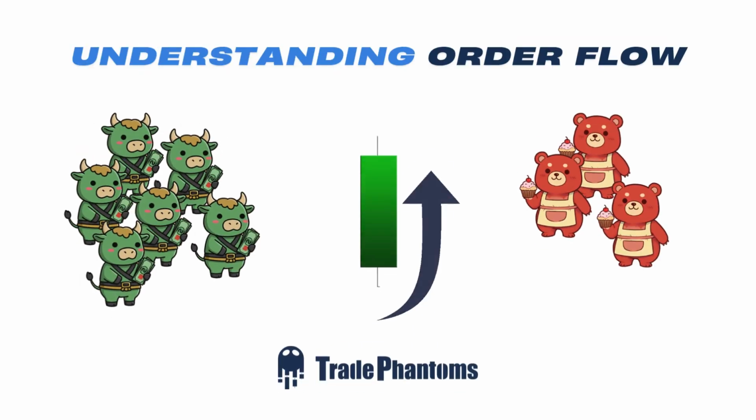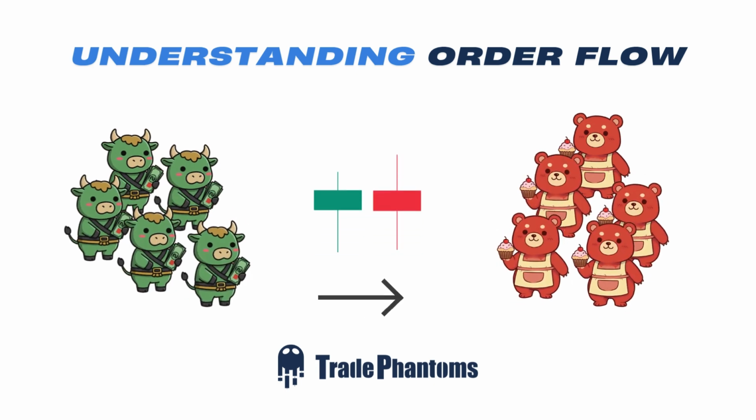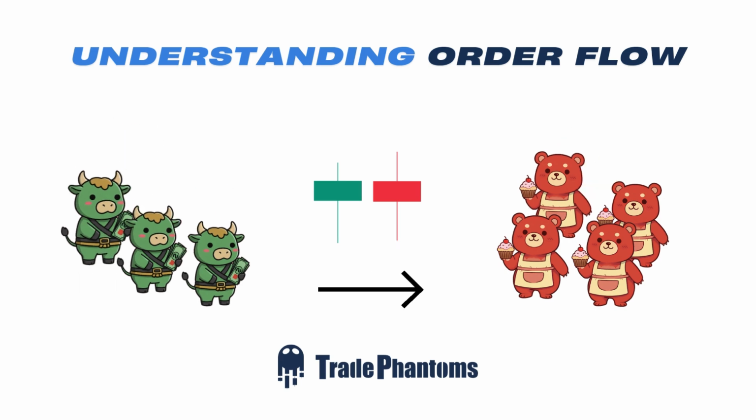If I have an imbalance of more buyers than sellers in the market, that will cause price action to go up. If I have an imbalance of more sellers than buyers in the market, that will cause price action to go down. If I have equal numbers of buyers and sellers, price will consolidate and move to the side.